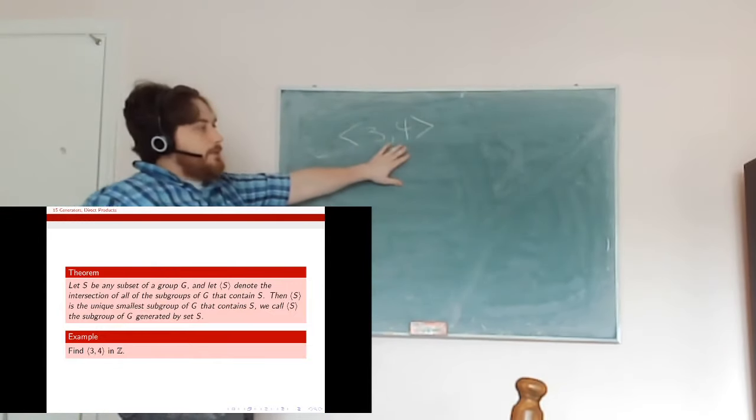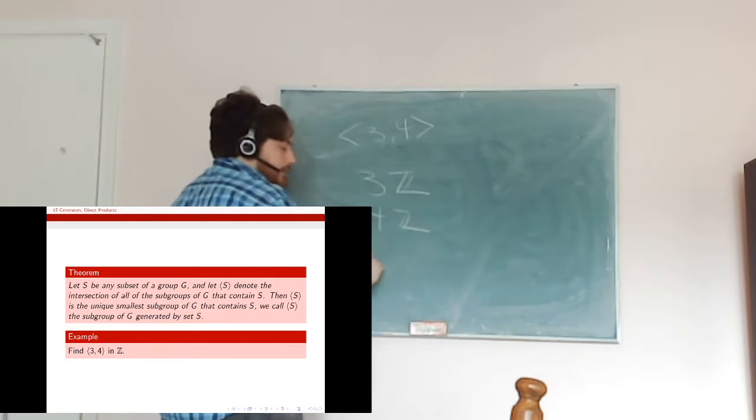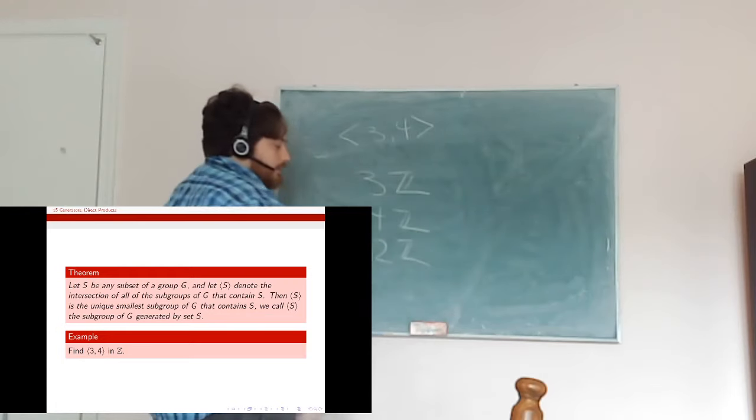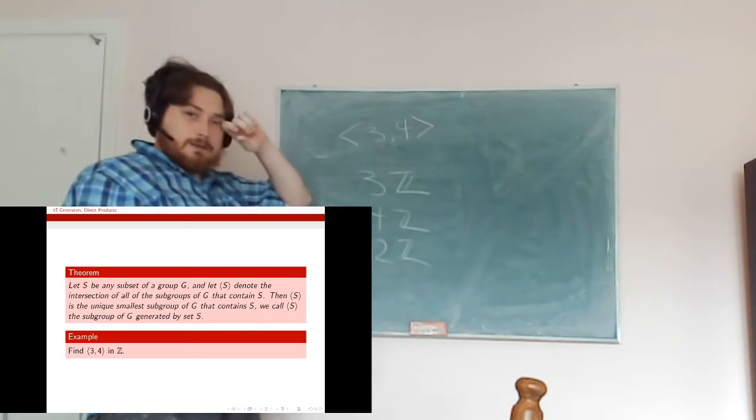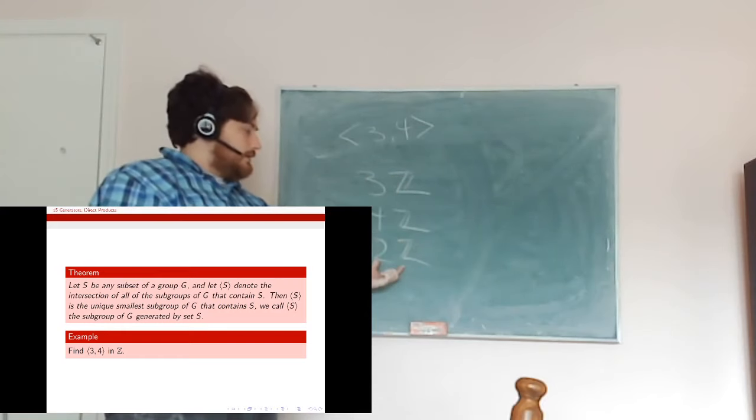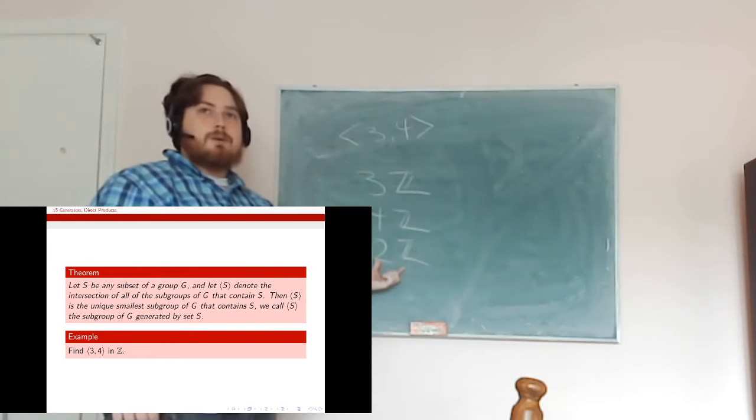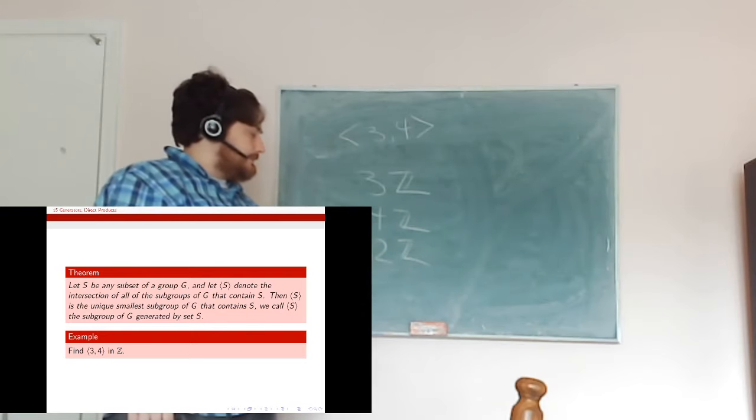So the group generated by 3 and 4. I know that I'm going to have multiples of 3. I know I'm going to have multiples of 4. I know I'm going to have multiples of 12 because that's the intersection of these two, right? And so I know that at least 12Z will be in there, and 12Z is smaller than these two, so I know that this would be a smaller group. What I want to know is, can I find an even smaller group, though?